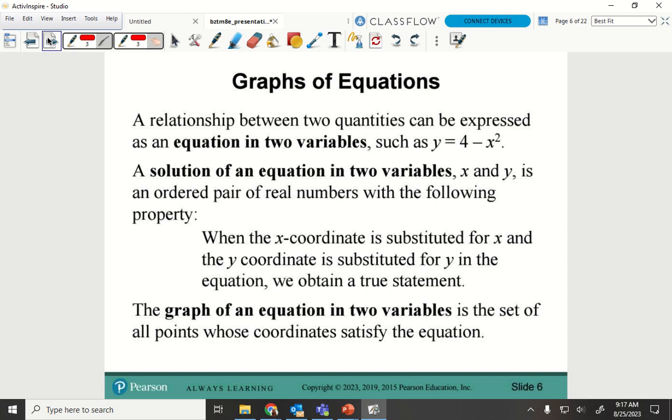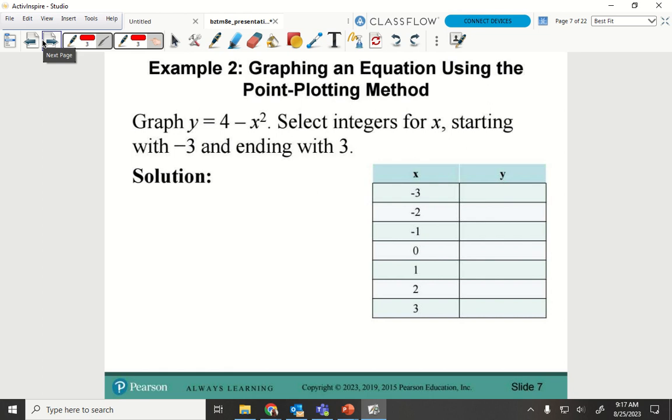So what it means is any value that you have for x, you're also going to have a y. And where's it going to end up? On the line. That's what that means. Any value you have for an x, you're going to have a y value, and it's going to end up on the line. So graph here 4 minus x squared, selecting integers for x starting with -3 and ending with +3.